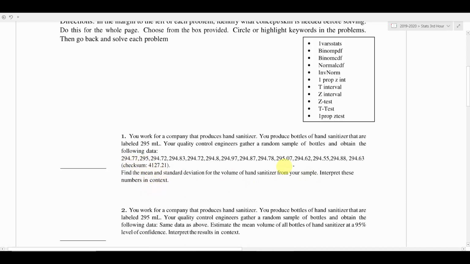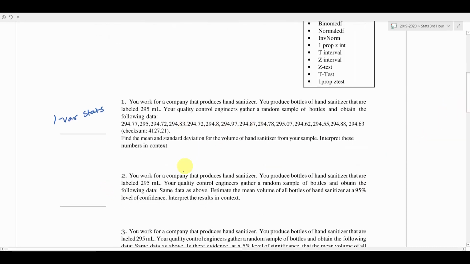So this is just, here's some data, find the mean and the standard deviation. Right? Easiest way to do that is to use 1var stats. So this is just a simple 1var stats problem. Okay, we can find a mean and a standard deviation for the sample just by using 1var stats. All right, so that's really all there is to that one. Like I said, you can come back and run the 1var stats on that data and compare your answer to what you got on the answer key to make sure you got that right.